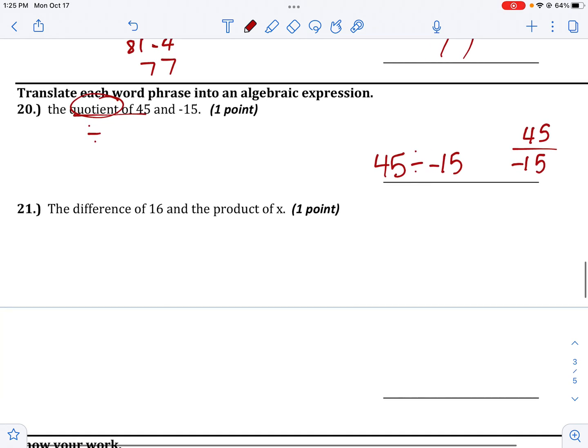Number 21, the difference of 16 and the product of x. Okay? So the difference of 16 and the product of x. I think we're just going to change this to 16 and the product of x. That's right, 16 and the product of x. So we should have 16x.